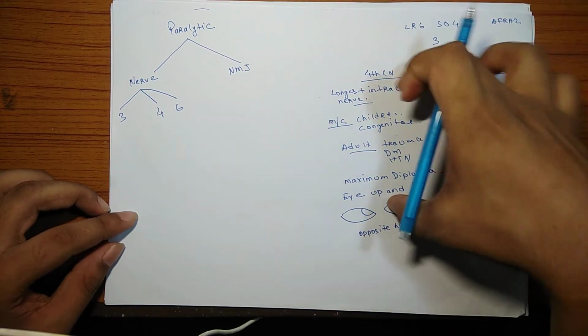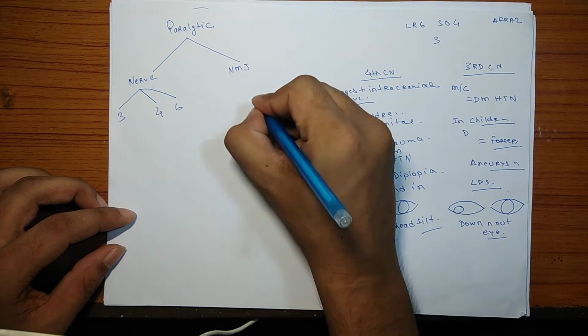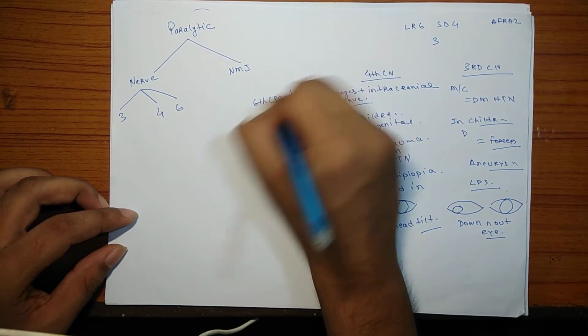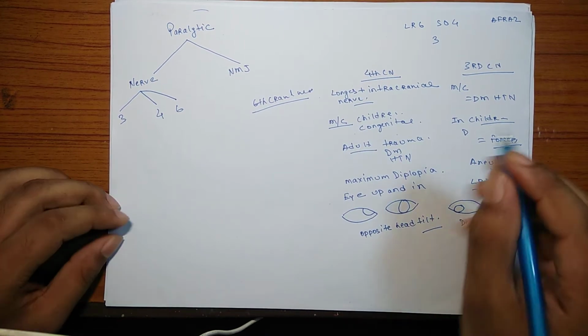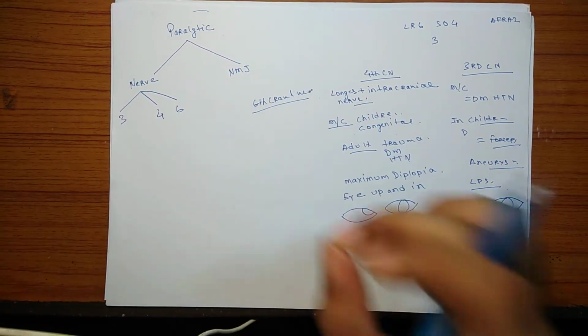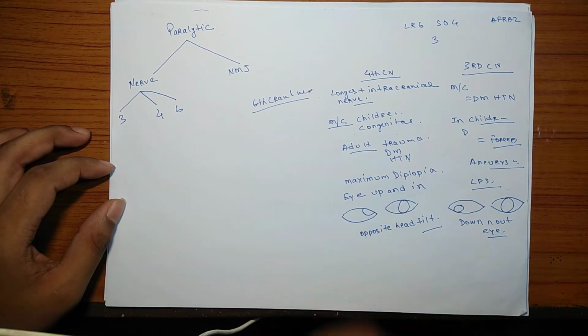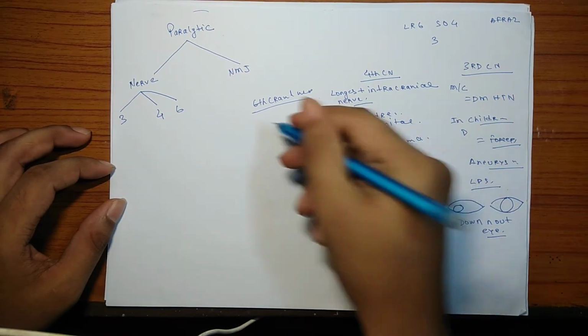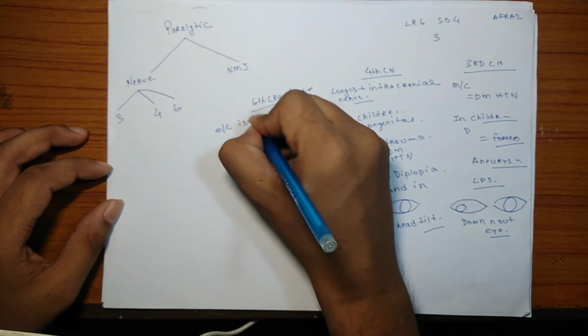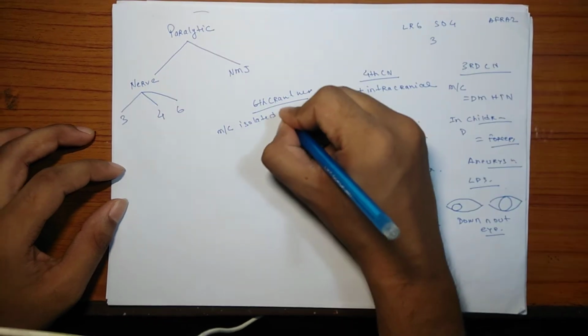So this is about the 4th cranial nerve, and now let us see the 6th cranial nerve. We should understand the most common: this is the most common isolated ocular cranial palsy. That means if just one nerve is involved, it will most commonly be the 6th cranial nerve.